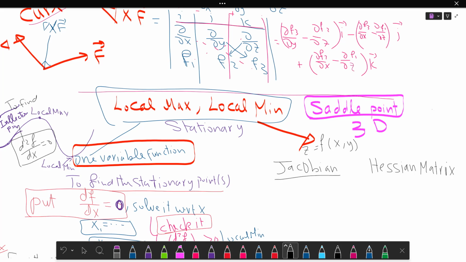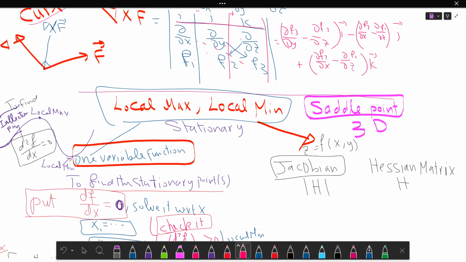The Jacobian is the determinant of the Hessian matrix, right? If we call this one H, so the Jacobian is the determinant of H. I know, very confusing names, but at least you know what is going on, right?